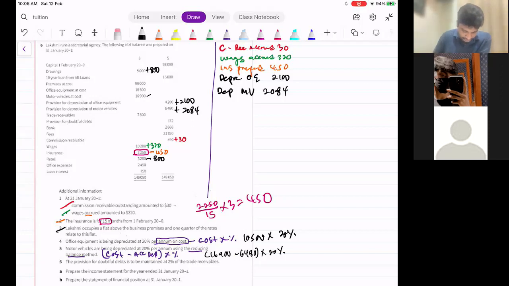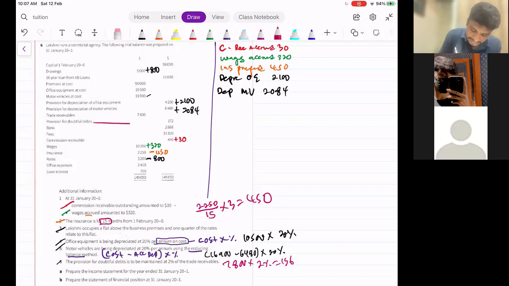After that, next one, provision for doubtful debt. Provision for doubtful debt maintain at 2%. So my trade receivable is 7,800 times 2%. I get 156. Last year's 172. So the difference is how much? Oh, minus 1. You stop halfway. You just calculate and record. You cannot do that.